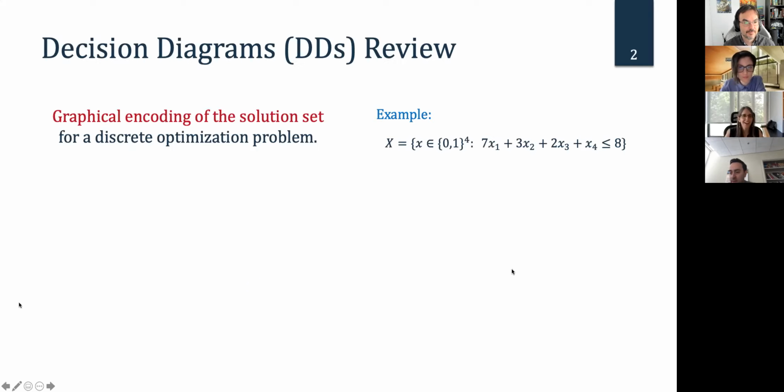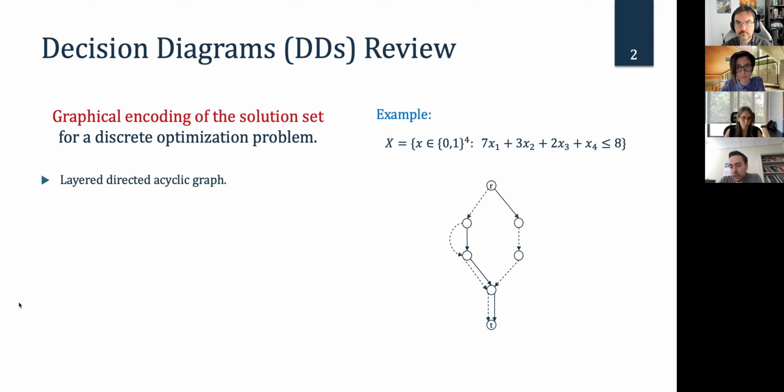Okay, so first I wanted to start with a review of decision diagrams, because since this is a winter school, there's no better way to learn than repetition. Probably this is the 5th or 6th time that you have seen what a decision diagram is, but I will keep it short. So what is a decision diagram? One way to interpret it is to say that it's a graphical encoding of the solution set for a discrete optimization problem. Here I have a little example of an abstract constraint, one of the classic examples.